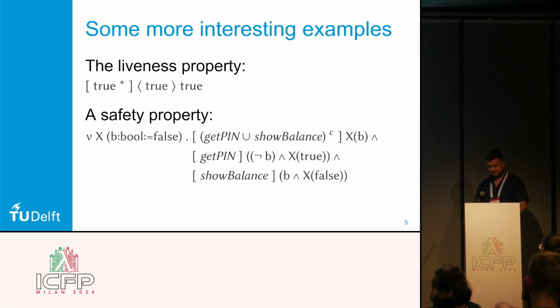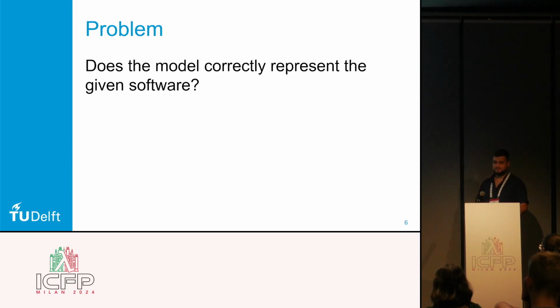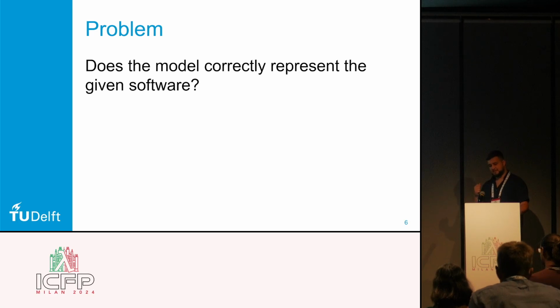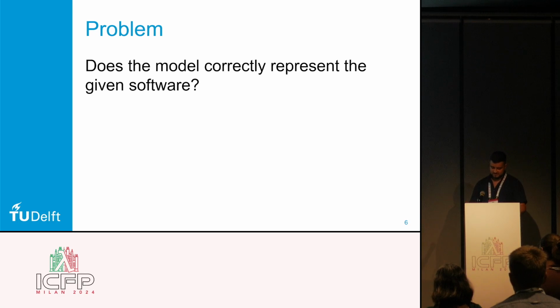However, there is a little problem with the whole thing that I've been talking about so far. And that is, does the model correctly represent the given software? Because those properties that I just stated talk about the labelled transition system that is supposed to represent my ATM. But does the labelled transition system that I have really represent that ATM? And that has to be verified separately, because if we're not sure that it does, then the whole verification process could be useless.